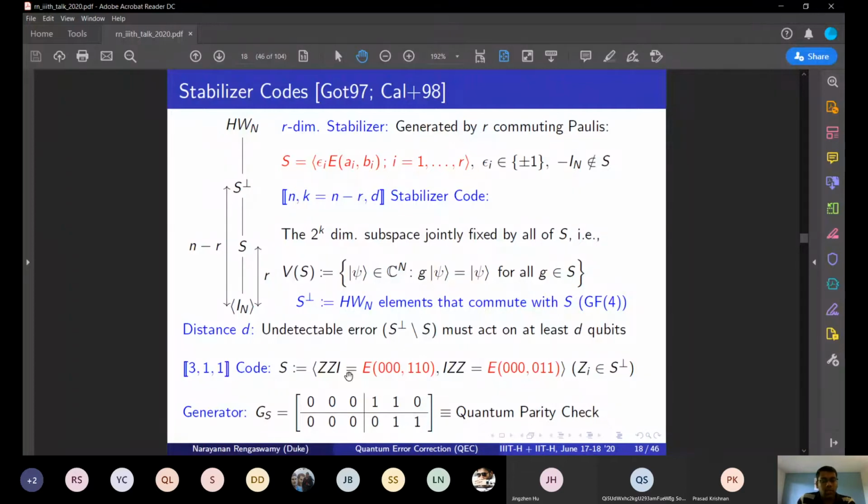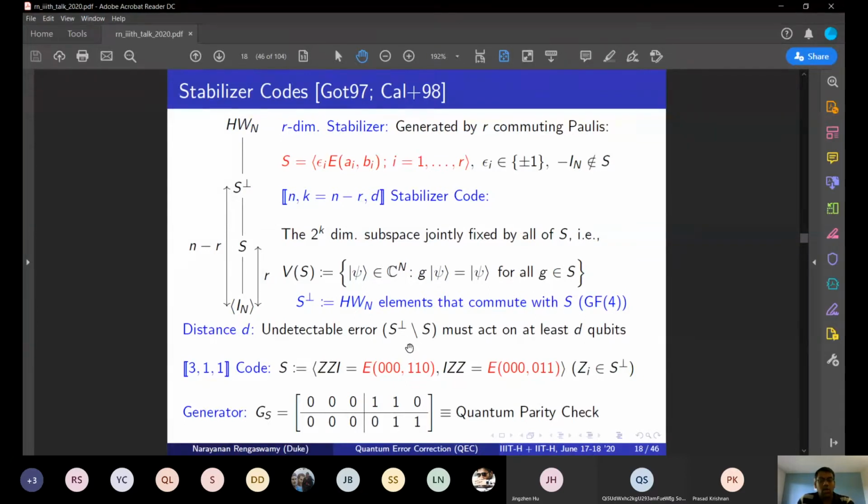And the distance of the code is defined like in the classical case. It is defined as the minimum weight of an undetectable error. So classically, we define distance by, if you look at the parity check matrix of a linear code, we ask what is the minimum number of linearly dependent columns in the parity check matrix. That's basically asking what is the minimum weight of an undetectable error. So it's the same definition, but now we have to see a key point. Here, an undetectable error is something that is in S perp, but not in S.